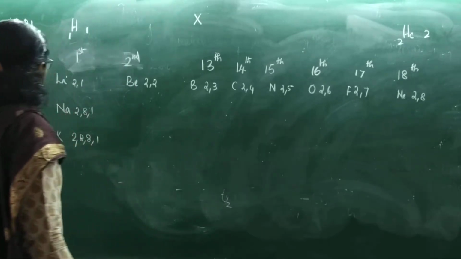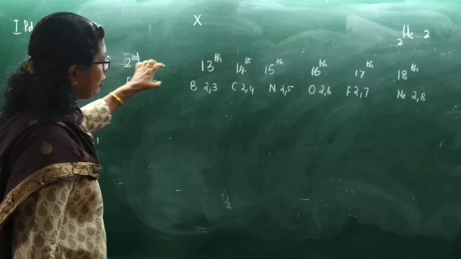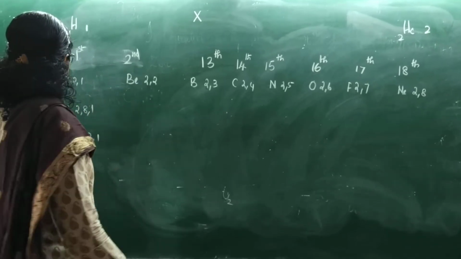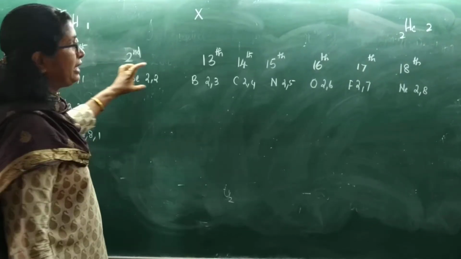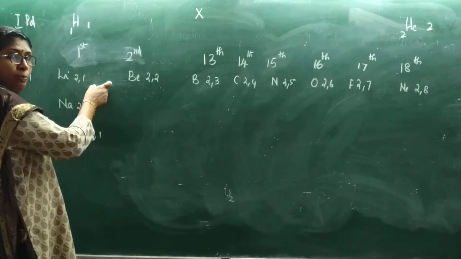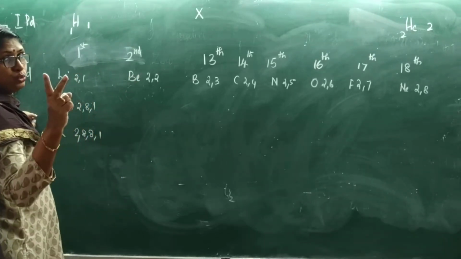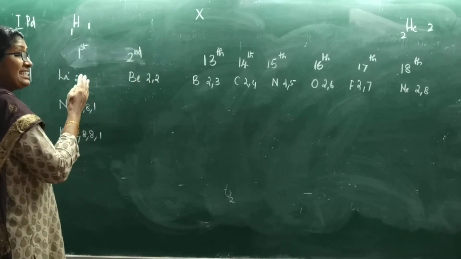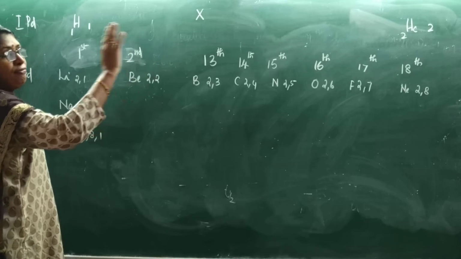So here the number of electrons increases by 1 from one group to the other. And the second orbit is being filled. So the number of orbits for the second period of elements is 2. So in the second period elements they have 2 orbits and the second orbit is progressively filled.